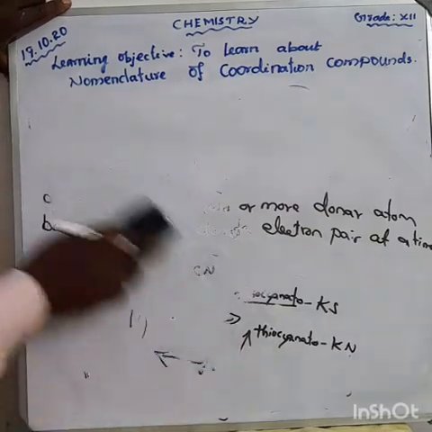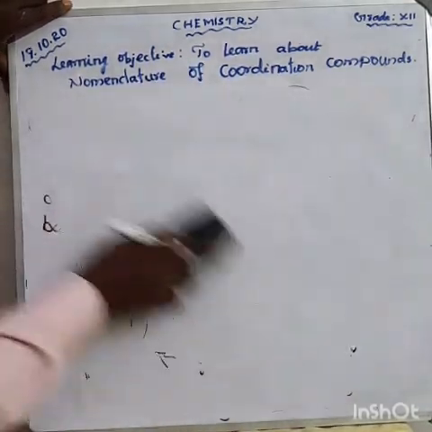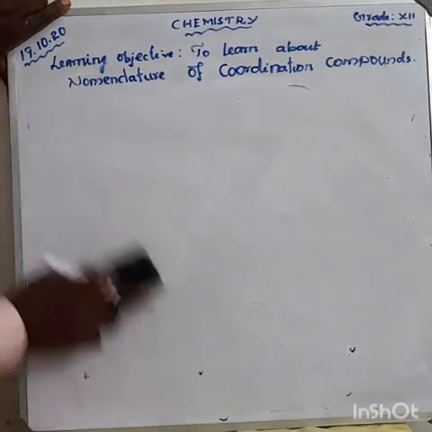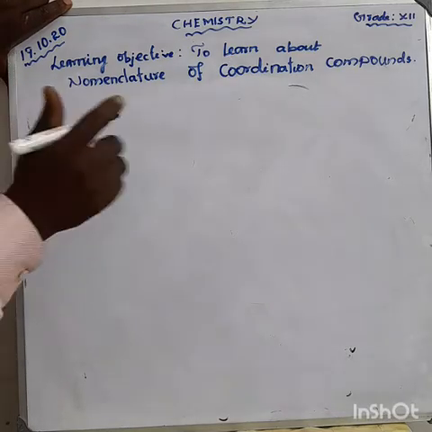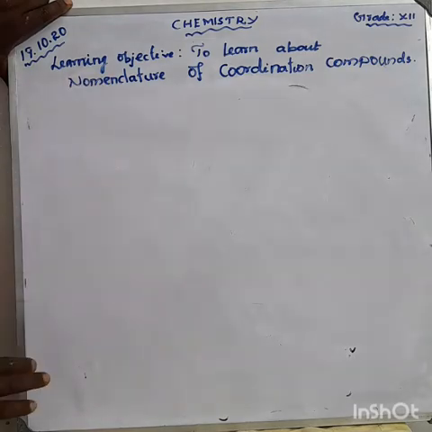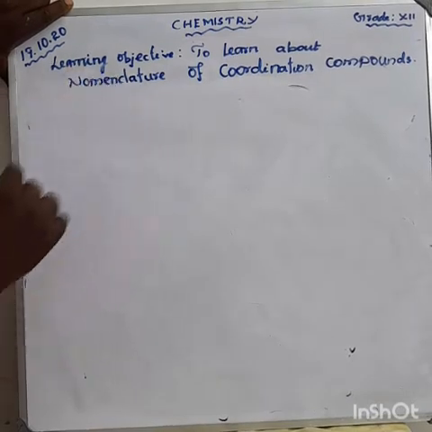Previously I told you that sometimes a coordination entity has more than one ligand at a particular time. Multiples of a ligand, meaning 2, 3, 4, etc., are indicated by adding the appropriate Greek prefix.